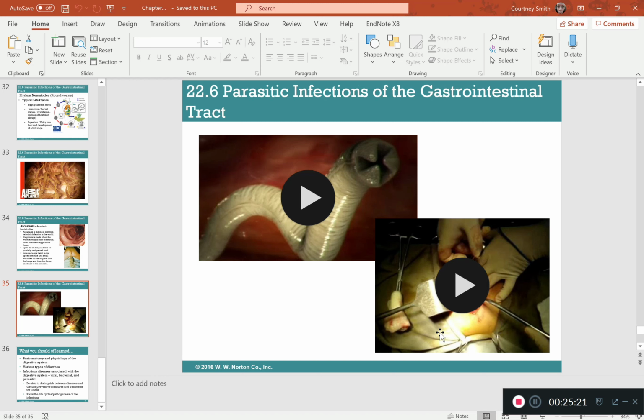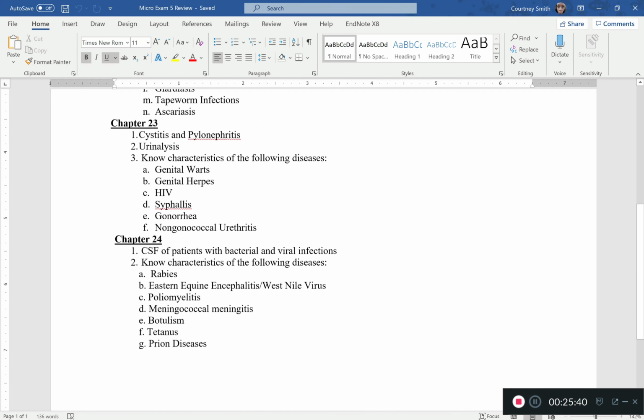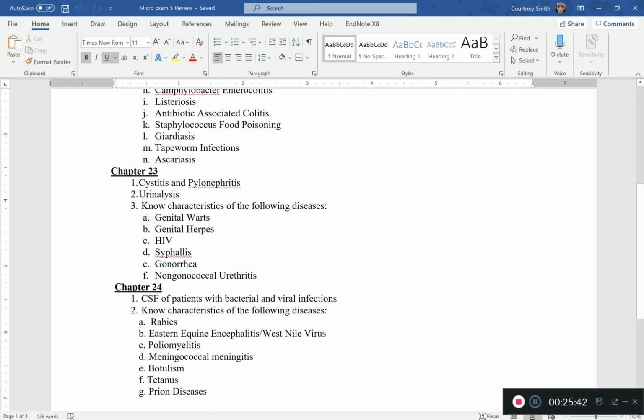It is very graphic, just fair warning, but it's definitely a procedure that can occur if you have a severe infestation of worms. Okay, so I believe with that, that'll wrap up our chapter 22. So let's go ahead and talk about chapter 23. Most of chapter 23 we've actually talked about quite a bit throughout the term, so I'm going to go very, very quickly in chapter 23.